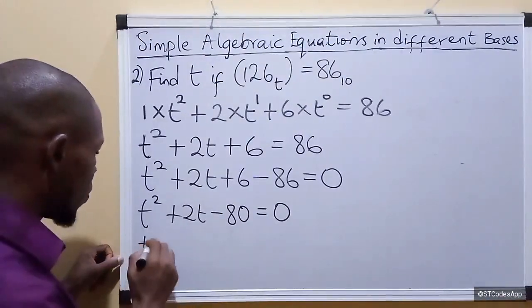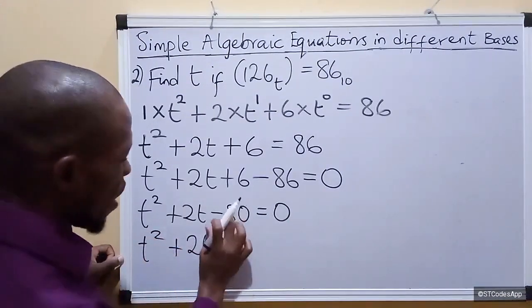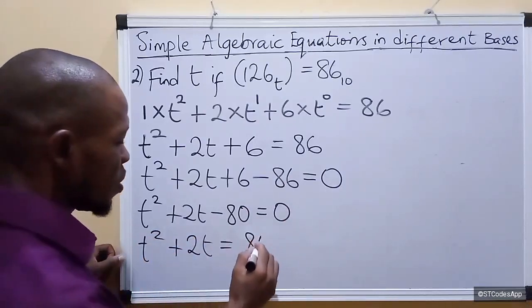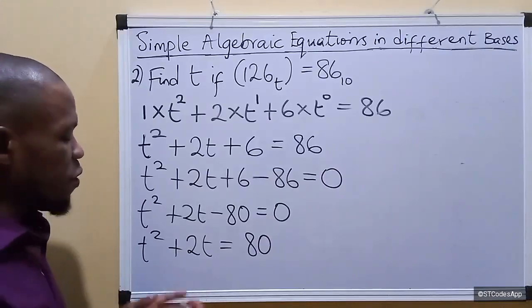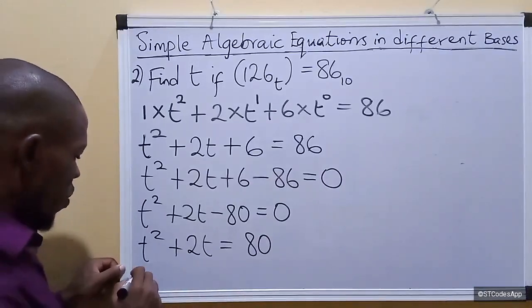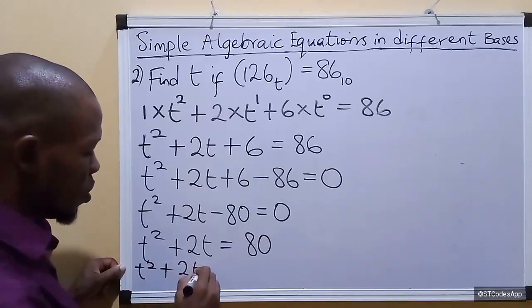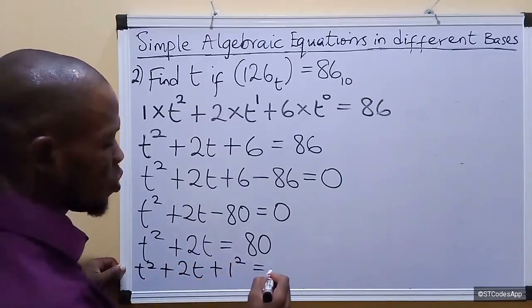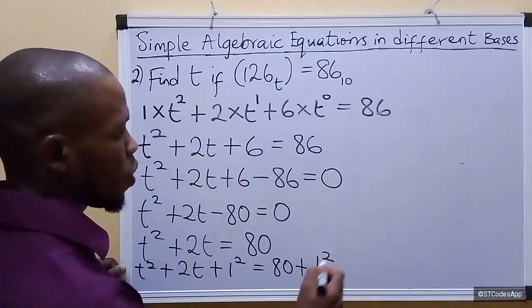We are going to have t squared plus 2t is equal to, if I move this over to the right side of the equation, it becomes plus 80. So let's add the square of half of the coefficient of t to both sides in this equation. That will give us t squared plus 2t plus 1 squared equal to 80 plus 1 squared.